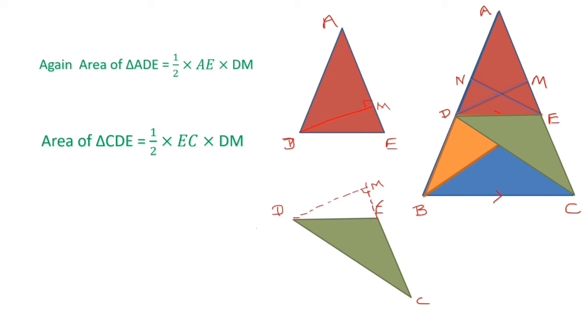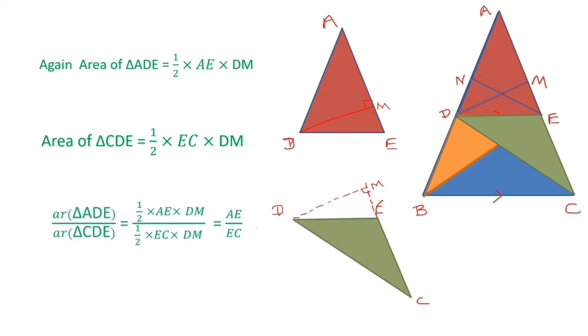Now take the ratio for these two triangles. Area of triangle ADE and area of triangle CDE is equal to half into AE into DM by half into EC into DM. 1 by 2 gets cancelled, DM gets cancelled, and you get AE by EC. Area of triangle ADE by area of triangle CDE is equal to AE by EC. Let this one be the second equation.